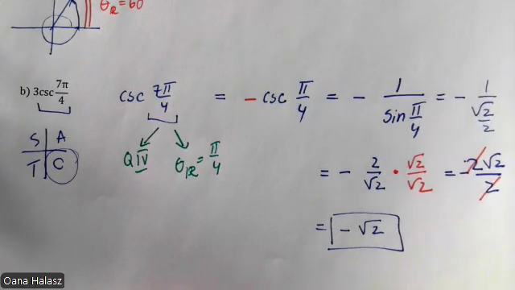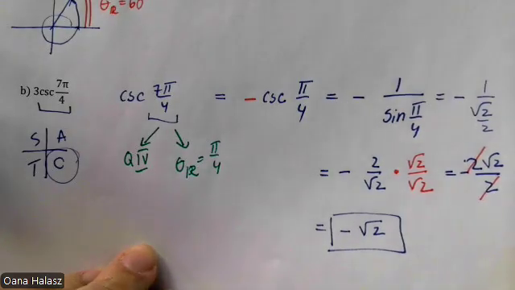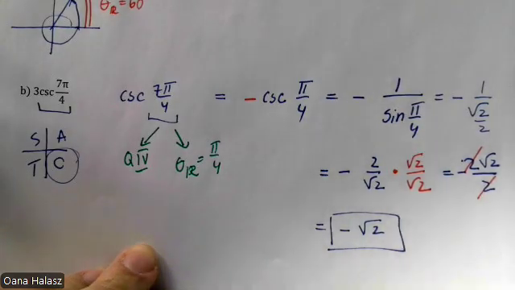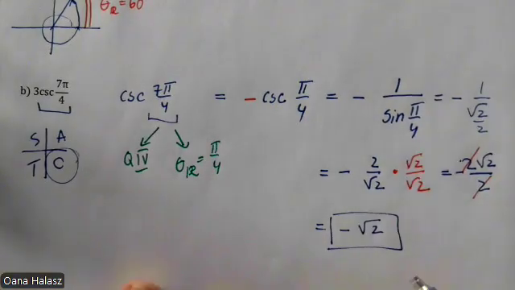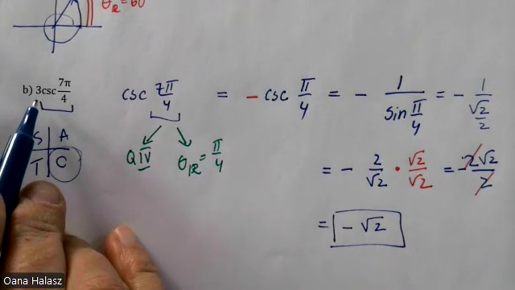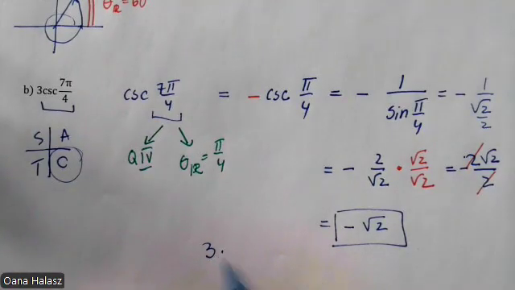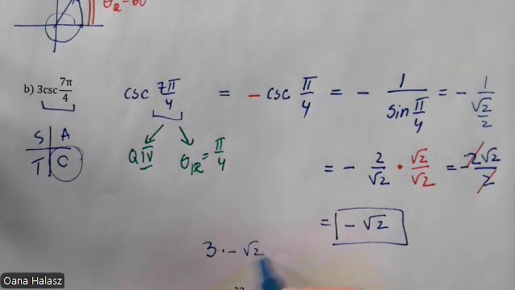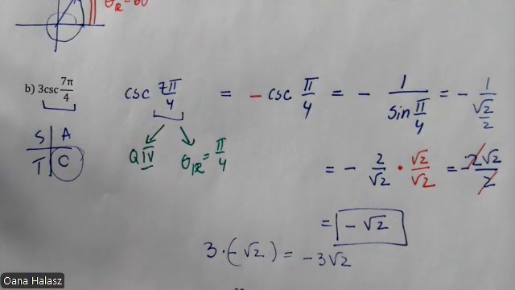Any questions for B? Yeah, they times by 3, that's right. Thank you for reminding me. Then you times it by 3 or do the other operations around them. Almost forgot about that one. So 3 times negative root 2 will give us negative 3 root 2, our final answer.